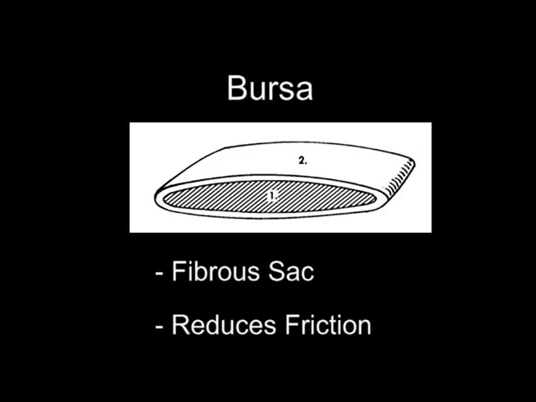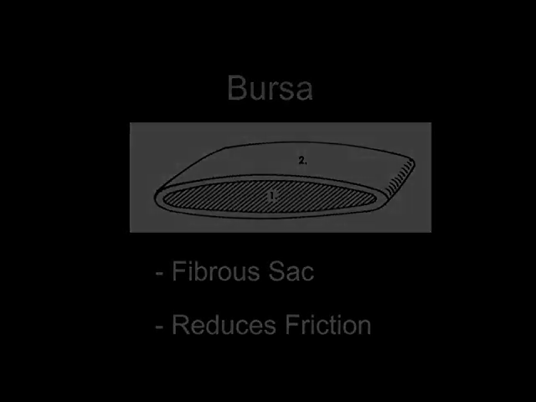As a fibrous sac, each bursa has a central cavity which is lined with a serous membrane. This membrane is a simple squamous epithelium. The serous membrane secretes a serous fluid into the serous cavity. The serous fluid is the lubricant, minimizing friction.